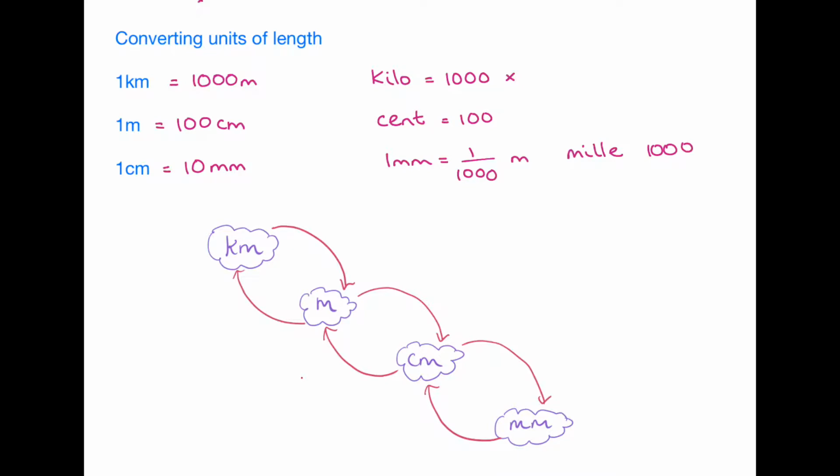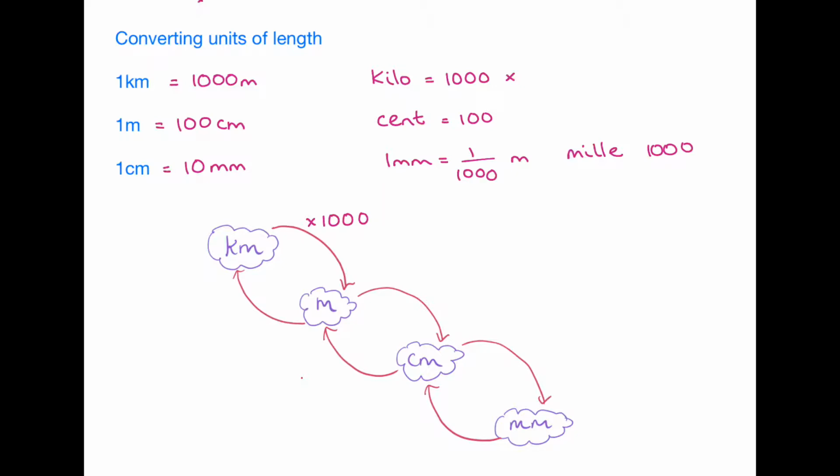Okay, so first of all, to change kilometres into metres, if we go back here, we can see that 1 kilometre is 1,000 metres. So however many kilometres we've got, we would need to multiply that by 1,000, and that would tell us how many metres we've got. So we can write times 1,000 on there.